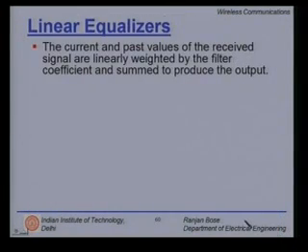Continuing with our linear equalizer, the current and the past values of the received signal are linearly weighted by the filter coefficients and summed to produce the outputs. So, it is a very simple implementation in hardware. Multiply with the weights and finally add them up. The shifting is usually done using shift registers. So, it is a very hardware friendly operation.